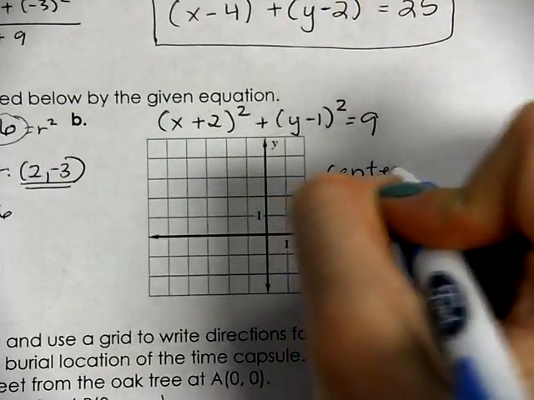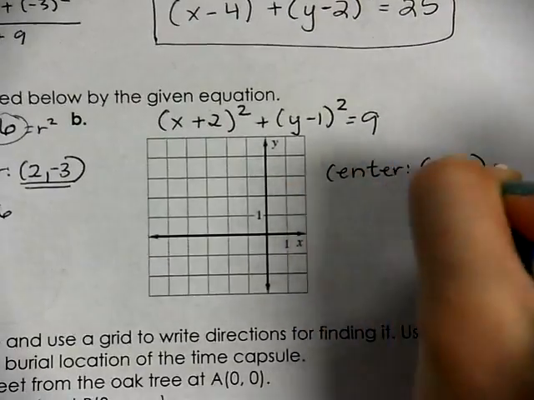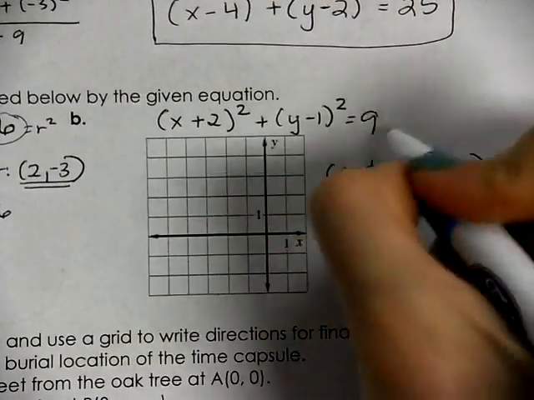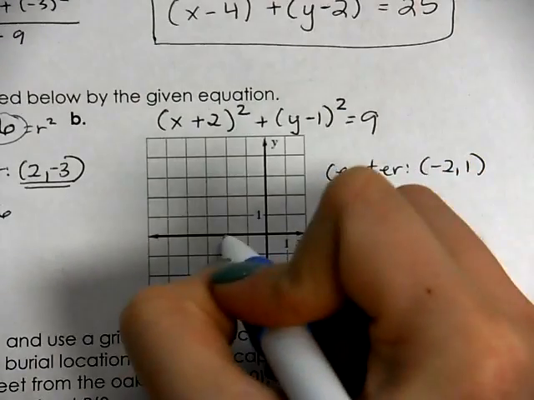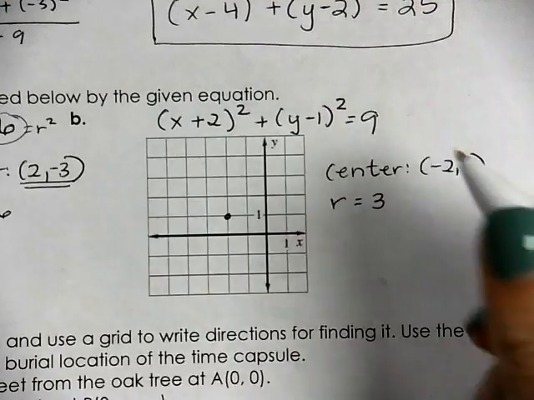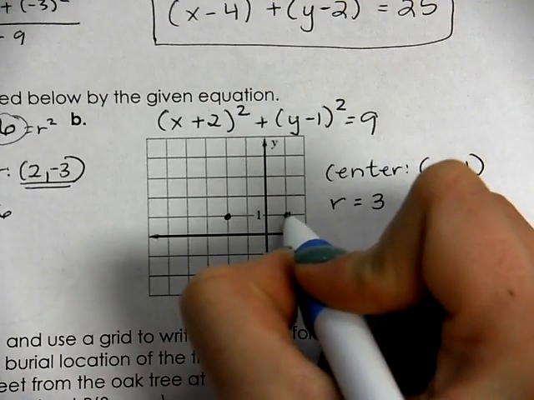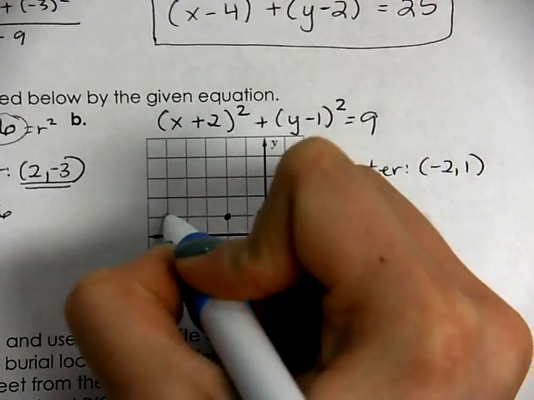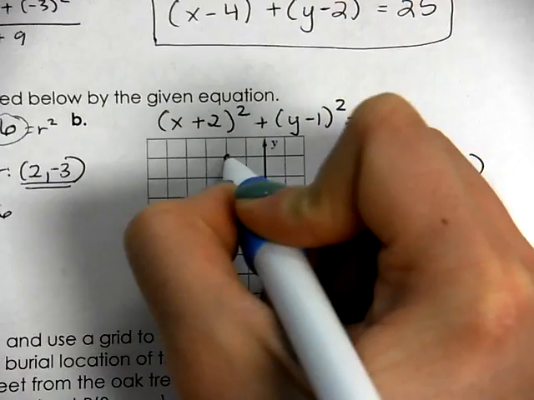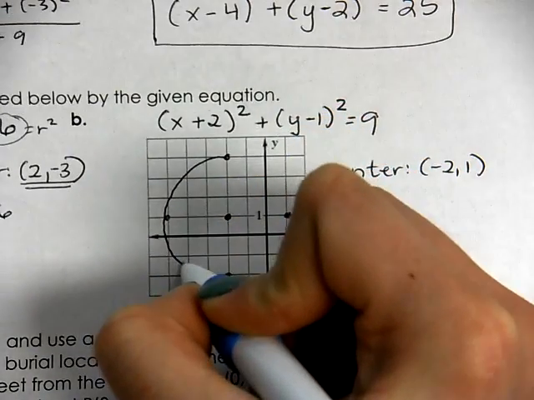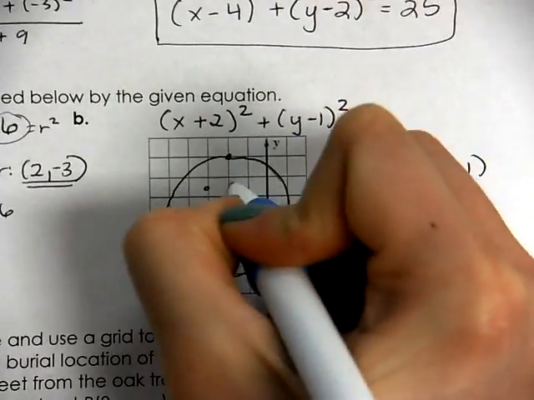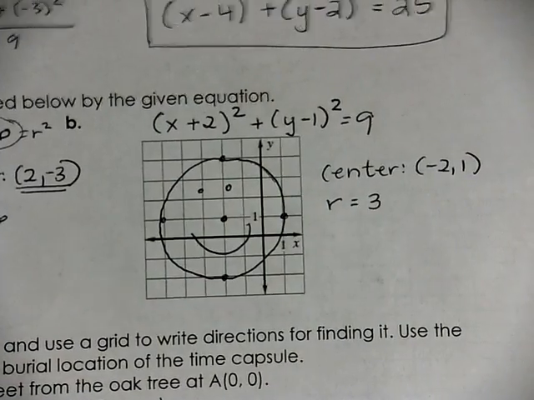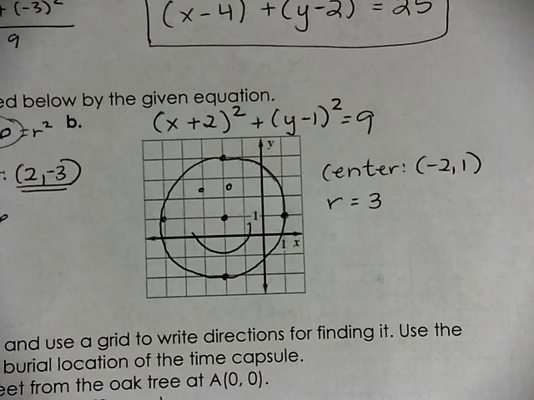The center for this equation would be negative 2 comma 1. The radius, well, if this is r squared, then the radius must be 3. So I plot the point negative 2 comma 1. My radius is 3, so I'm going to go 3 to the right, 3 down, 3 to the left, and 3 up. And again, do my best to draw a pretty circle. Oh, looking good again. There you go. So if I give you an equation, we can graph it.